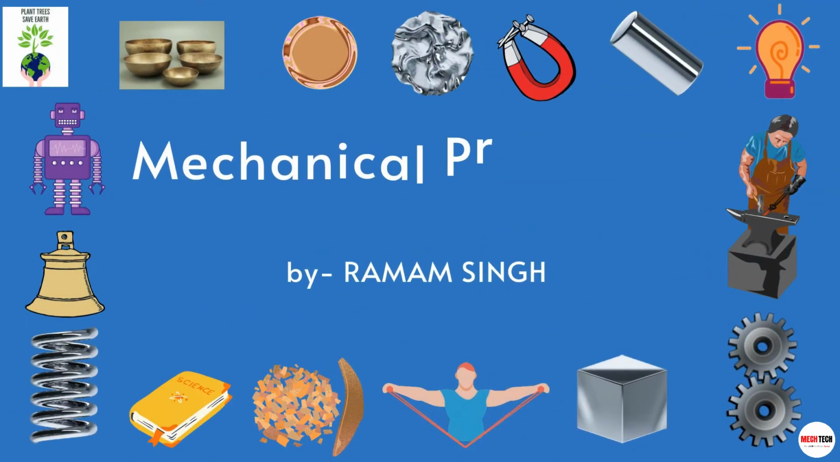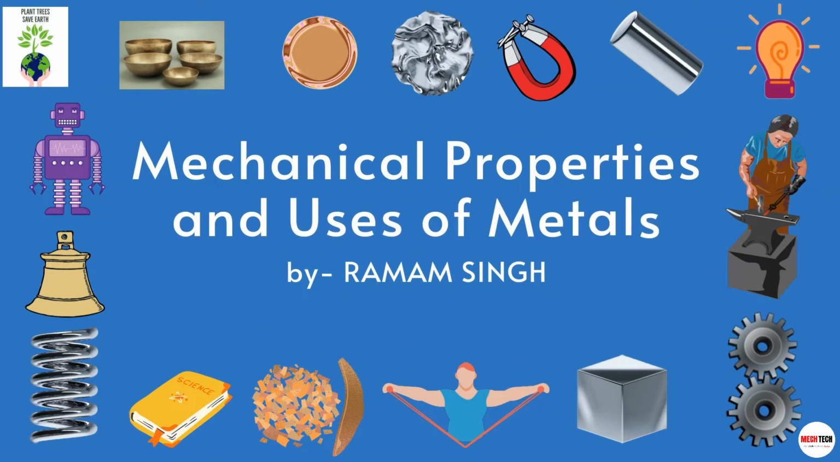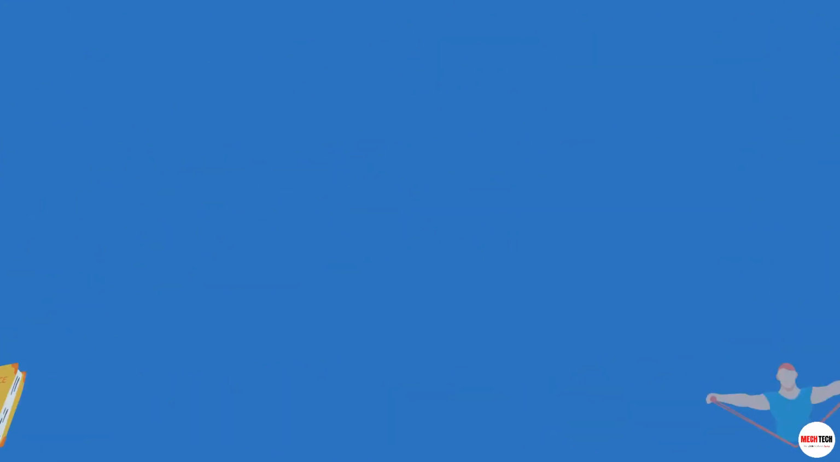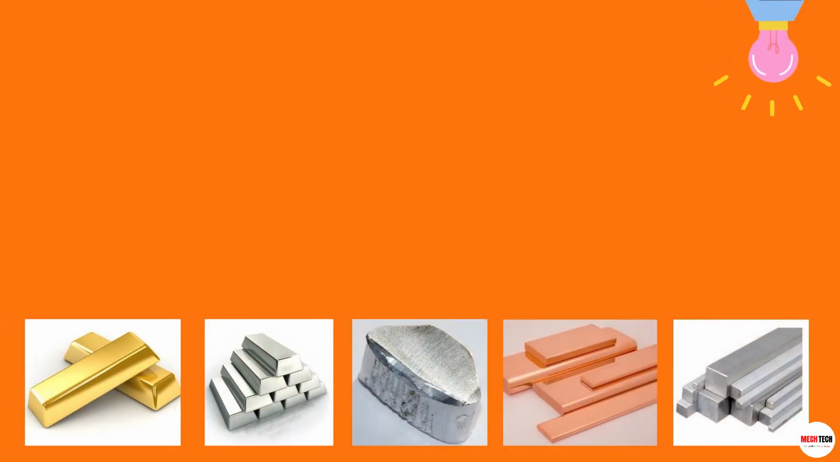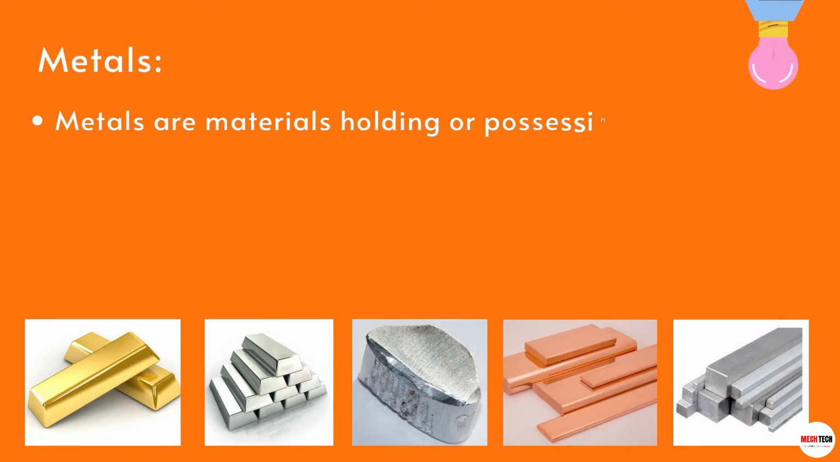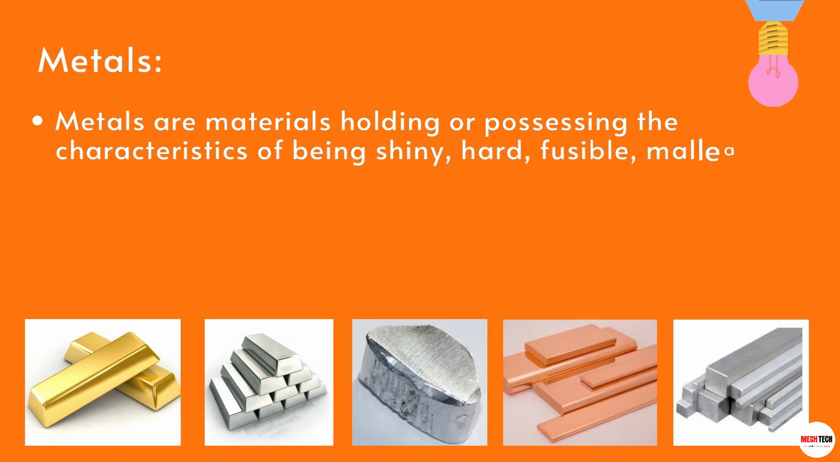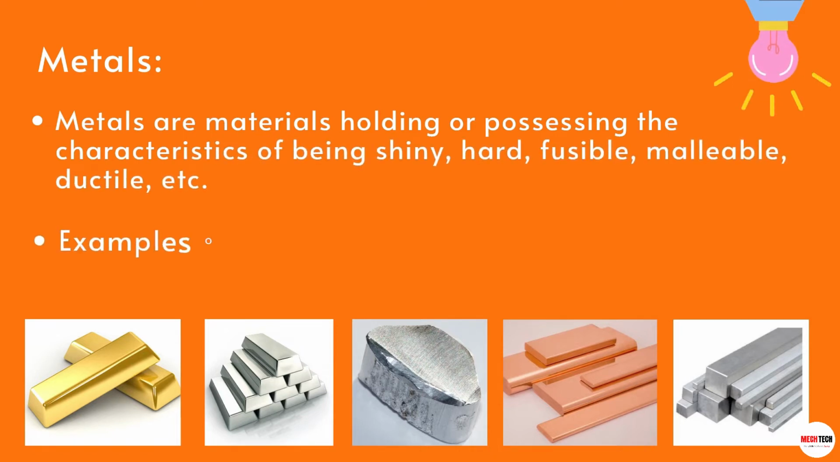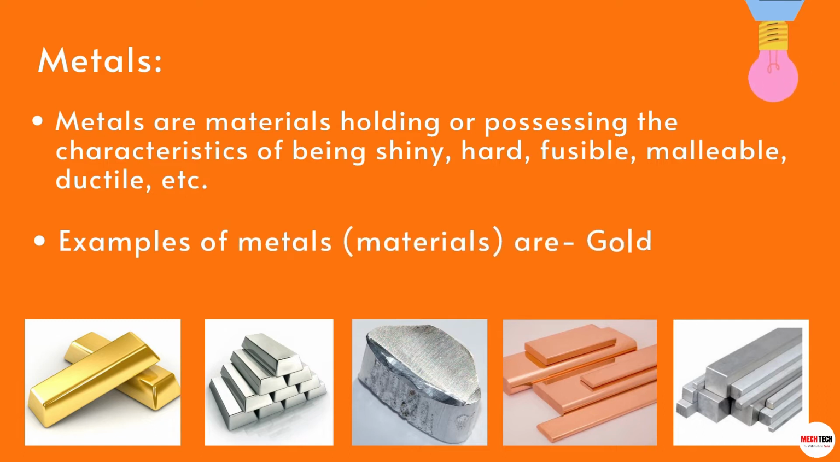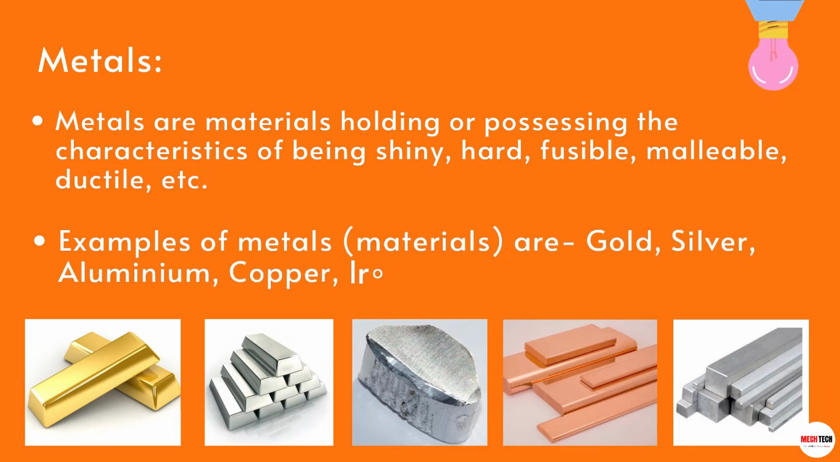Mechanical properties and uses of metals. Metals. Metals are materials holding or possessing the characteristics of being shiny, hard, fusible, malleable, ductile, etc. Examples of metals are gold, silver, aluminium, copper, iron, etc.